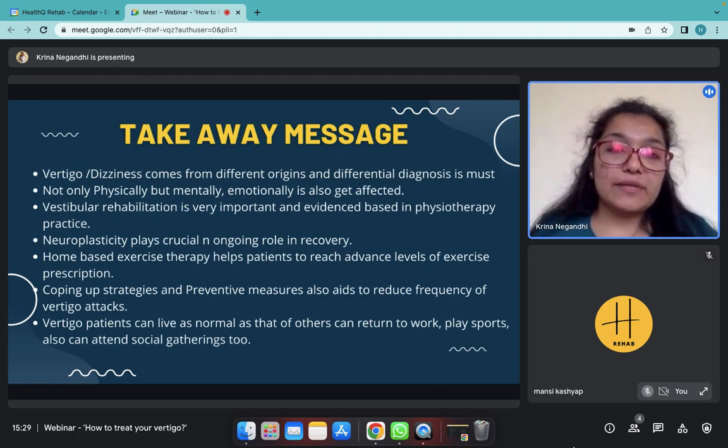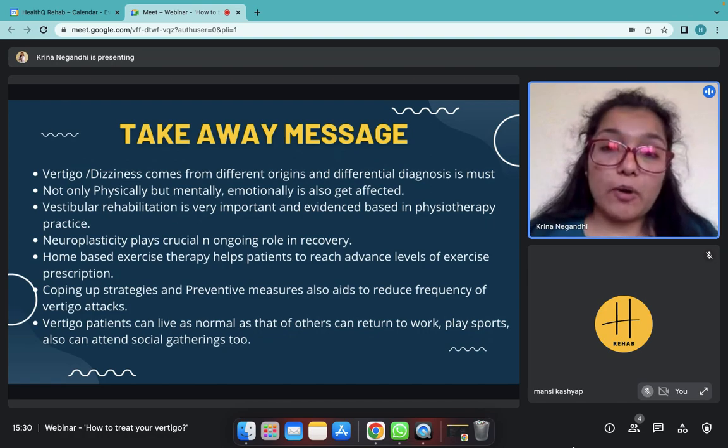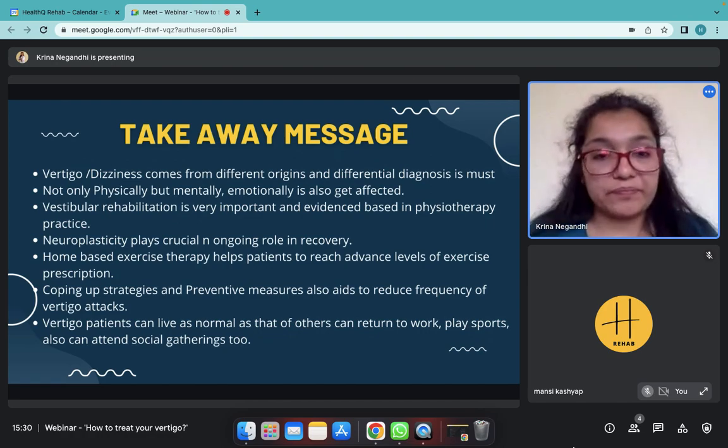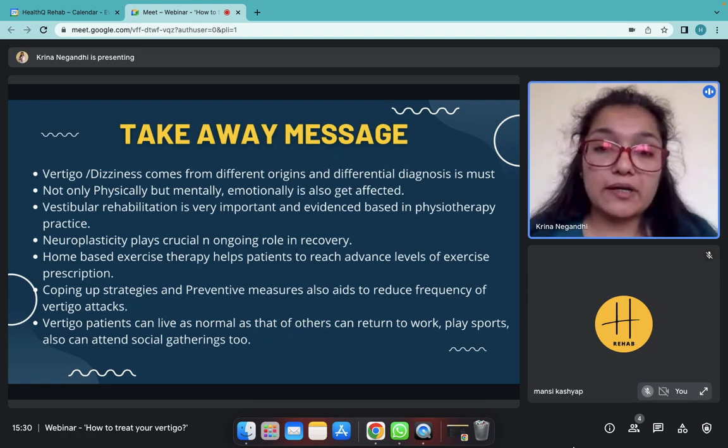Yes, so my takeaway message for this vestibular rehabilitation program is that vertigo comes from different origins and must be differentially diagnosed. The person may not be suffering only physically; mental and emotional aspects can also accumulate in the therapy. Vestibular rehabilitation is very important and is evidence-based practice. In physiotherapy, neuroplasticity plays an ongoing role in recovery and is very crucial to incorporate in vestibular rehabilitation. A home-based exercise program, coping strategies and preventive measures help reduce the frequency of vertigo attacks.